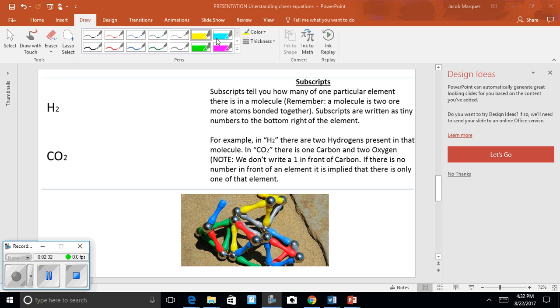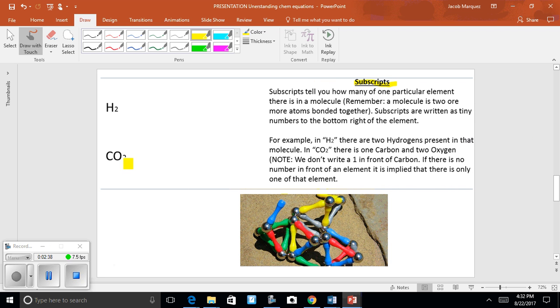So we've talked about the letters. Now let's look at the subscripts. Okay, so the subscripts are going to be these little numbers here at the bottom. Now what do those numbers represent? Well, subscripts tell you how many of one particular element there is in a molecule. Now remember, this is important. A molecule is two or more atoms bonded together. So if you remember from the previous item we talked about, every capital letter represents an element. In this case we have the element hydrogen. But this 2 right there tells us that there are 2 of these hydrogens.